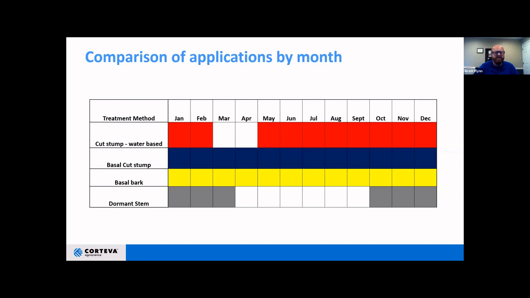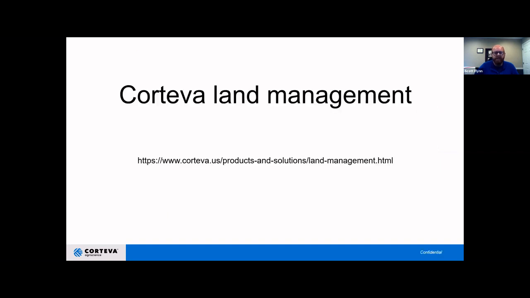And then we have dormant stem applications. That's all about making contact with the crown, those stems. So having leaves dropped, but before the leaves have expanded out enough to prevent contact with those stems, is really key.